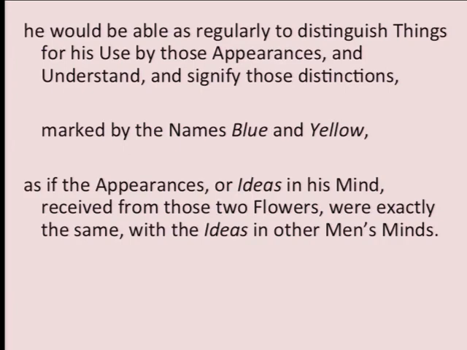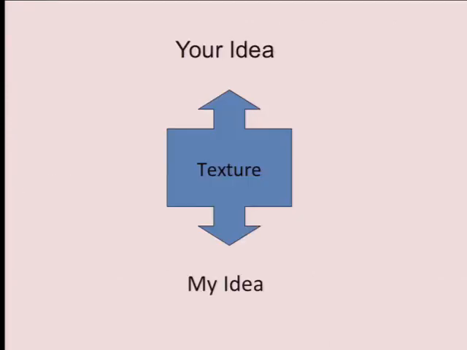Exactly as if the appearances or ideas in his mind received from those two flowers were exactly the same with the ideas in other men's minds. You see what I mean? You see what he's saying? It doesn't make any difference. So the picture is there's an external physical structure out there that's producing your idea when you look at the violet. That external physical structure is producing my idea when I look at the violet. They might be different ideas, but they're both being caused by the same structure out there. And what we're really doing is using the ideas as signs of the presence of that structure.